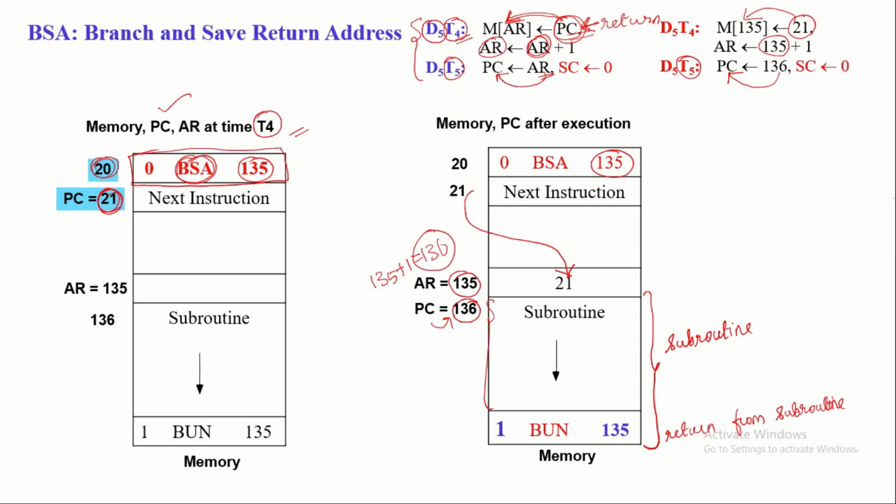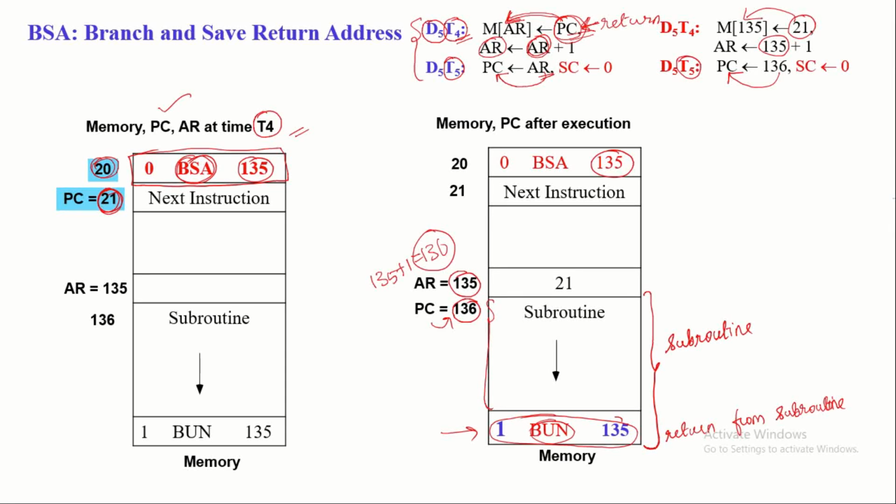This continues until the return statement of the subroutine is met. Usually the last statement of the subroutine is the return statement, right? You can see the instruction which performs the branch unconditionally is included at the end of the subroutine. So in this place, in order to return from the subroutine to the main program, this instruction which performs the branch unconditionally is included.